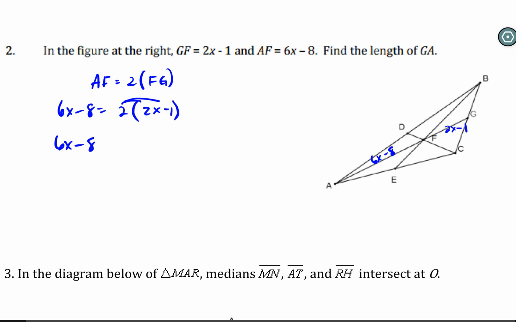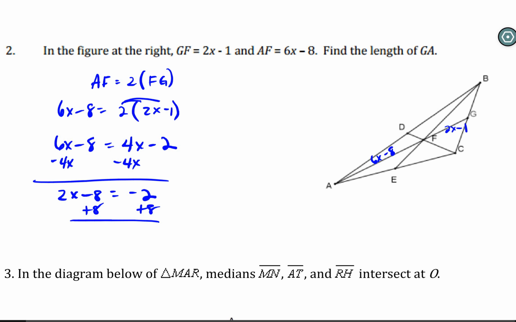So 6x minus 8 equals 4x minus 2. Subtract 4x. So I have 2x minus 8 equals negative 2. I can add 8 to both sides. I get 2x equals 6. Divide by 2. And now I know the x value of this expression is 3.